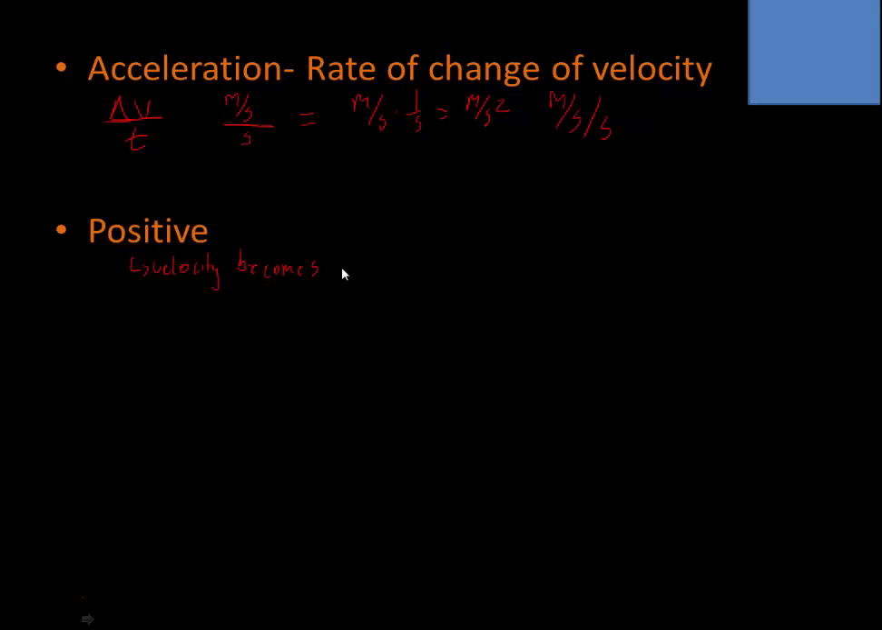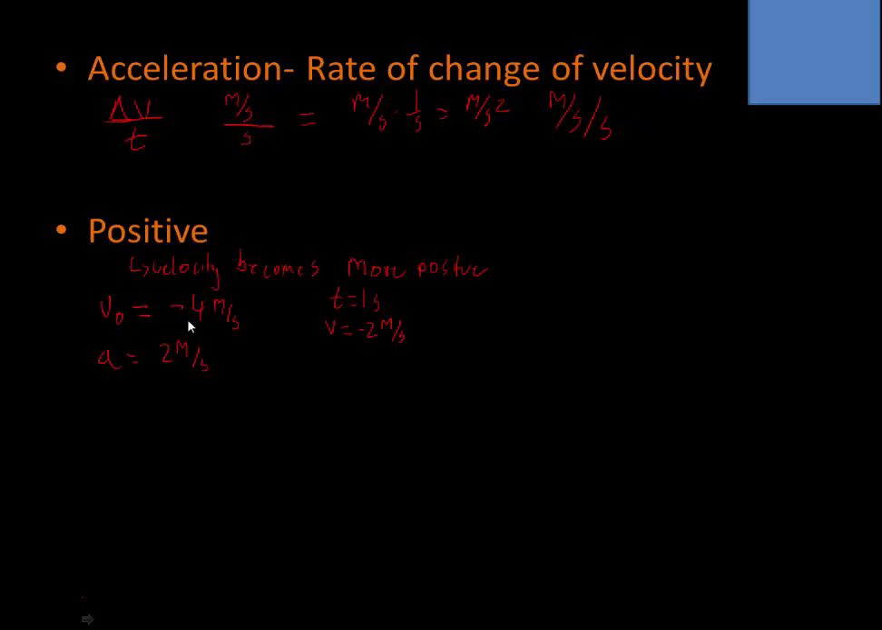Now, let's take a look at what that means. If a velocity is becoming more positive, let's say I'm going to start with an initial velocity v naught equals negative 4 meters per second, and I'm going to have an acceleration of 2 meters per second. Then after 1 second, this means my velocity has increased, or become more positive, by 2 meters per second. So that means after 1 second, my velocity is negative 2 meters per second.